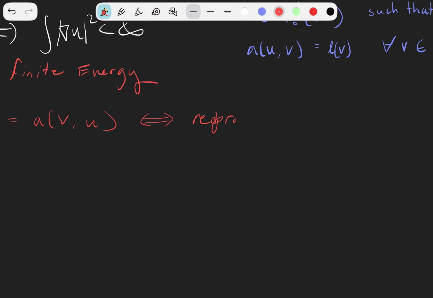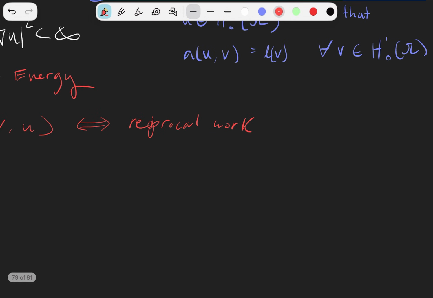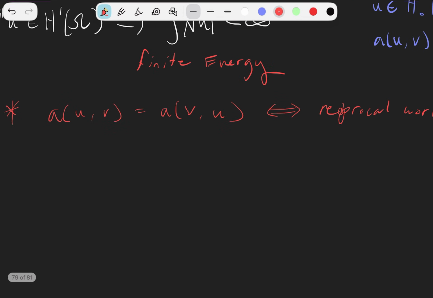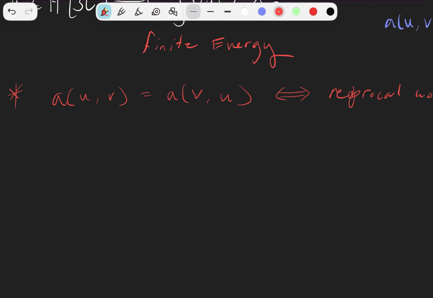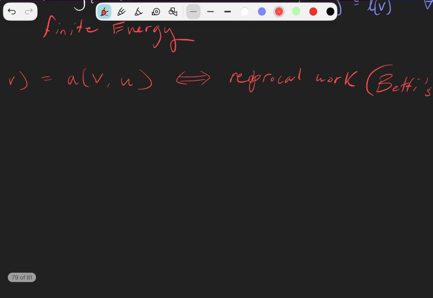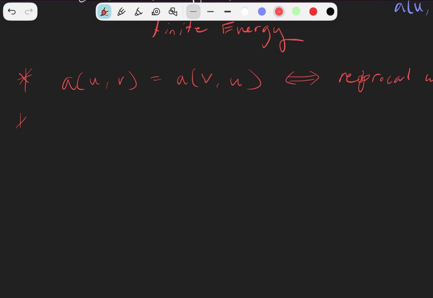Reciprocal work, which you can think of as like Hooke's law, but a little more generalized. I think it's called Betty's theorem in elasticity, but that's essentially what's happening here. Okay? So, however we tug on it, we should have this reciprocal virtual work that is done on this region.